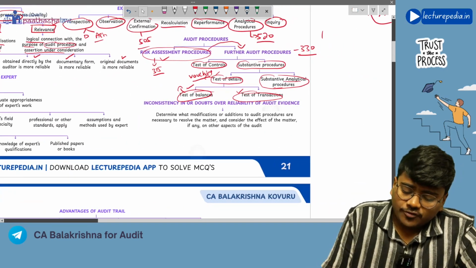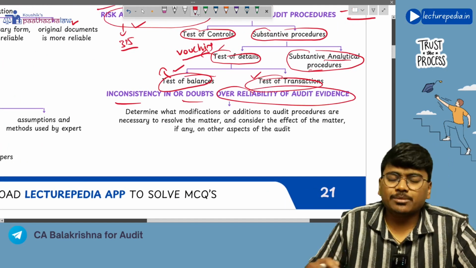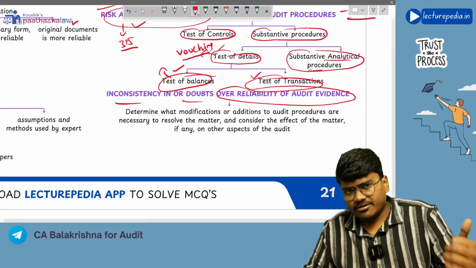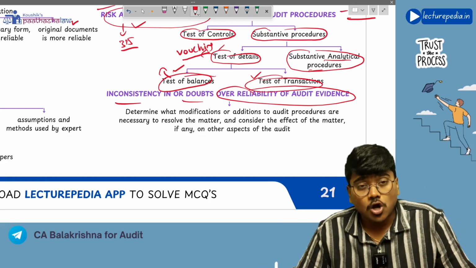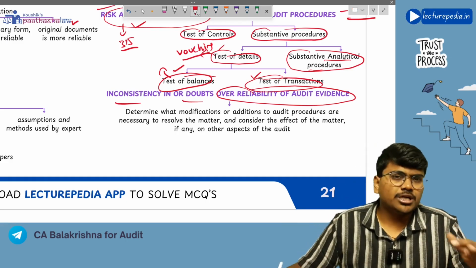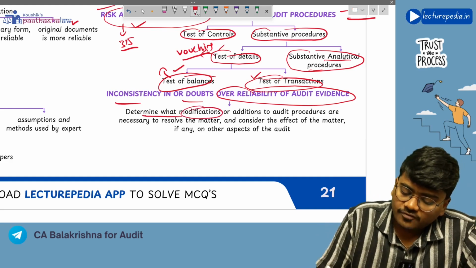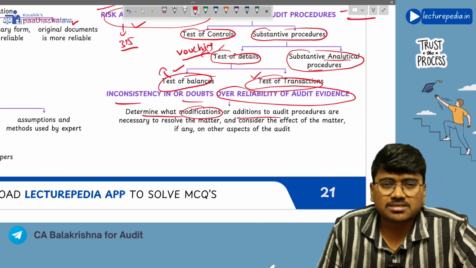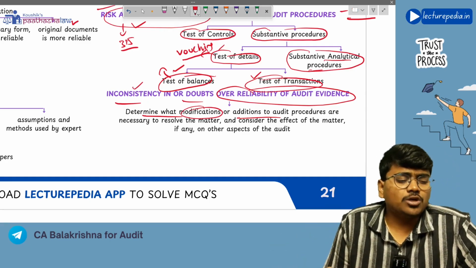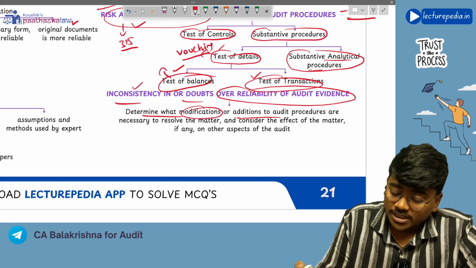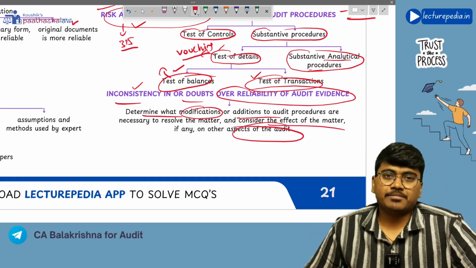Next, if you have any inconsistency or doubt over the reliability of audit evidence, that is, the audit evidence you have obtained does not match another piece of audit evidence, or you doubt its reliability, then you need to determine what modifications or additional audit procedures you have to perform in order to clear these inconsistencies. If you are not able to clear the inconsistency, you need to see what impact it will have on your opinion. Understanding?